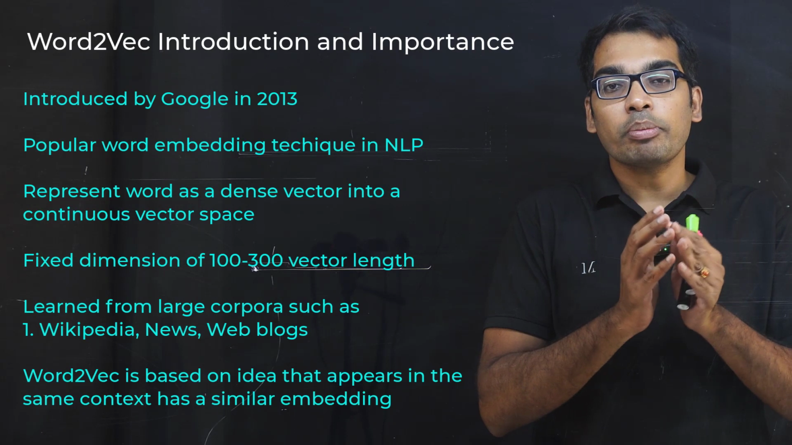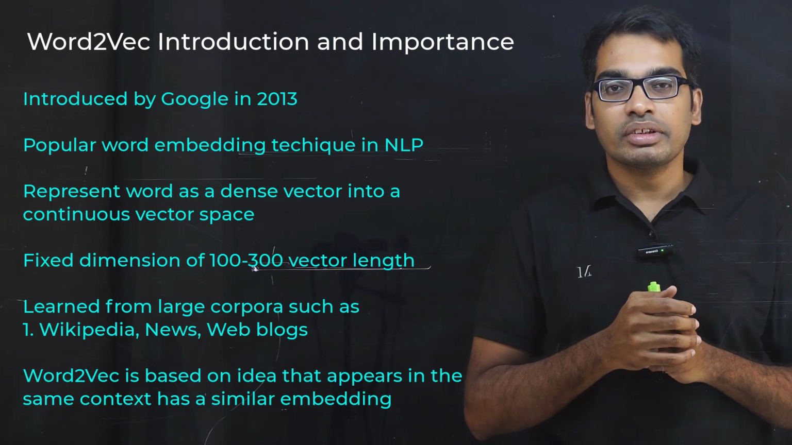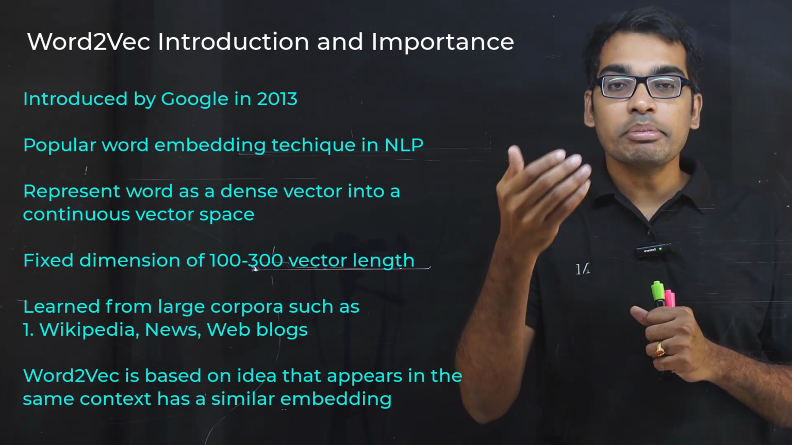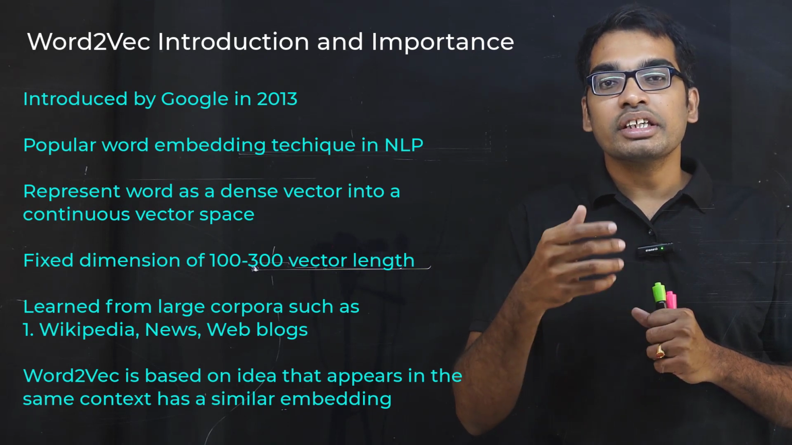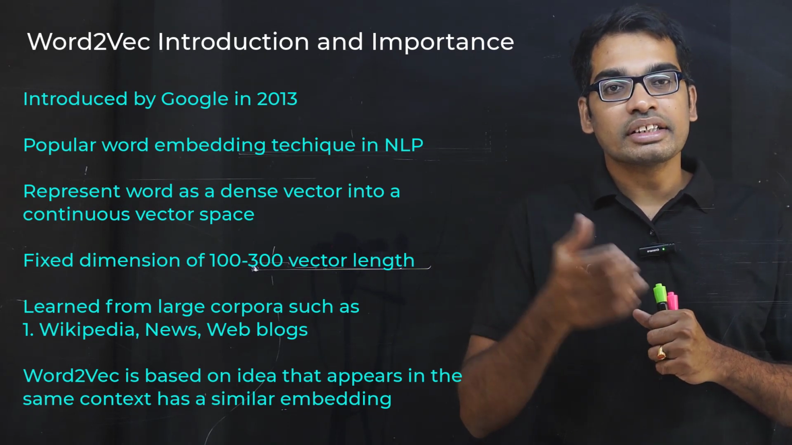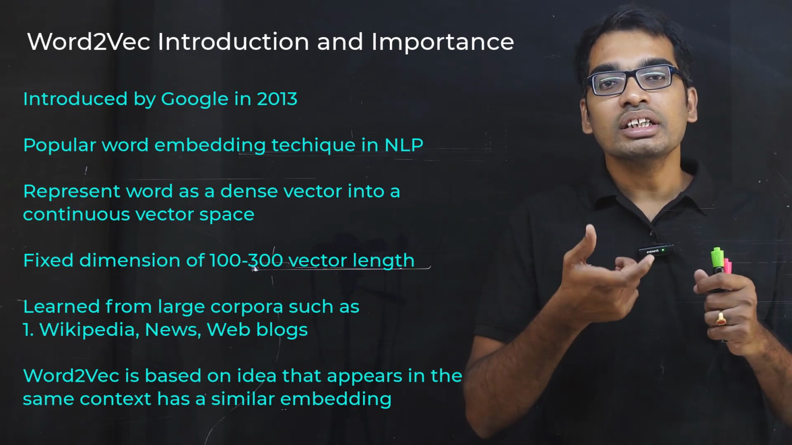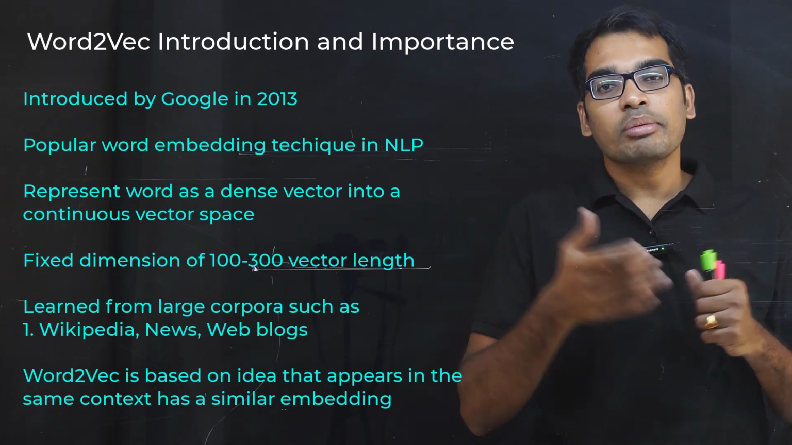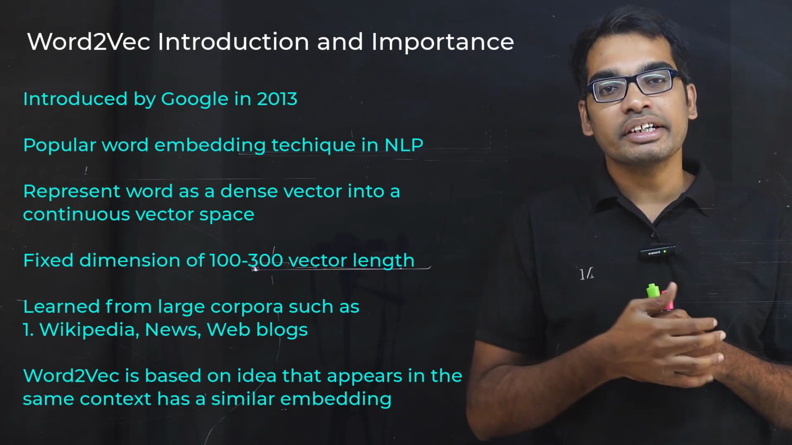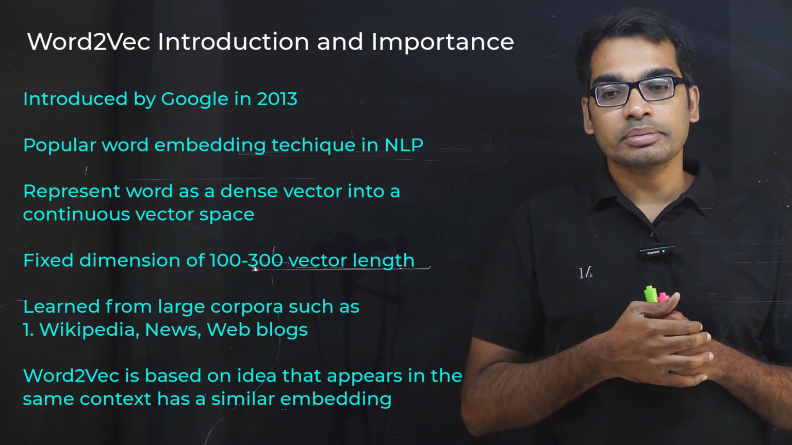It is very popular, and it is of fixed length. That fixed length can be decided by using cross validation, so either it is 100, 200, or 300. Usually the word embeddings range from 100 to 300, and that can be decided through a cross validation technique.